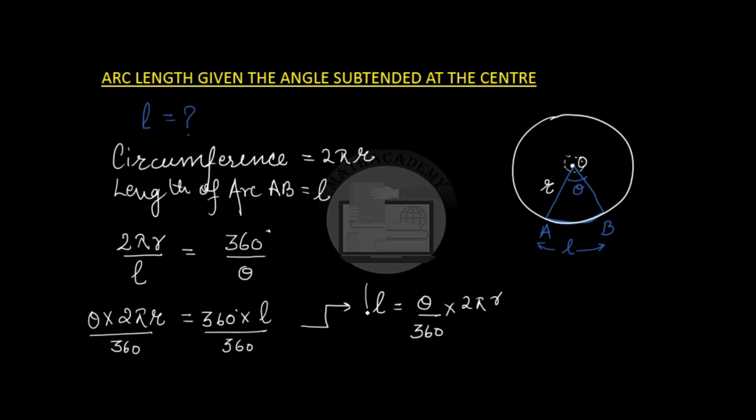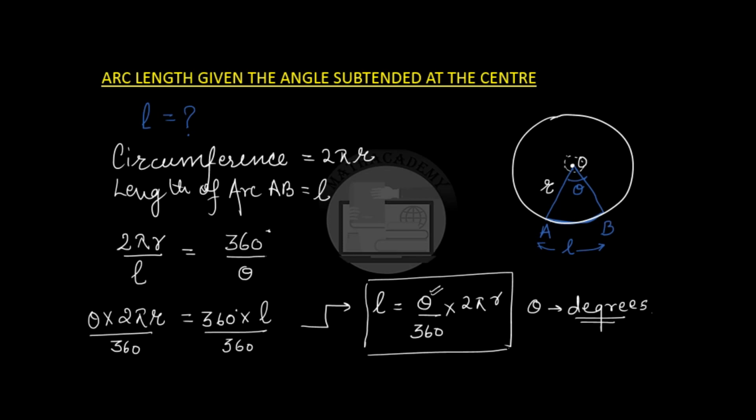And this is the formula to find the length of an arc when the angle theta which it subtends at the center is given to us. R is the radius of the circle. And here theta is in degrees. The unit in which the angle is measured is in degrees. Okay, so it's very clear how do we find the length of an arc when the angle which it makes at the center is given.